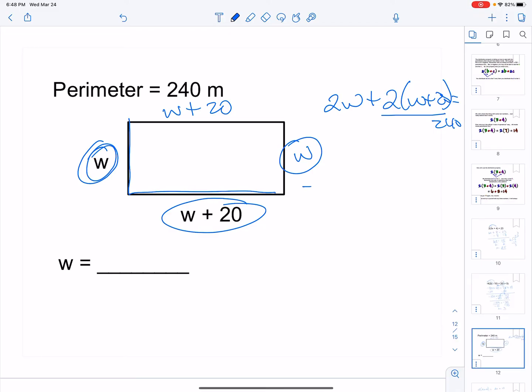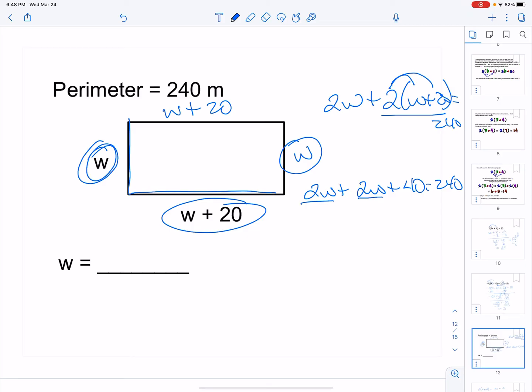So we end up with 2W. Oh, and I wrote a 3. We end up with 2W plus, and now we're going to distribute this 2. So we end up with 2W again plus, and then 2 times 20 gives you 40. And all that's going to be equal to 240. So now I can combine like terms.